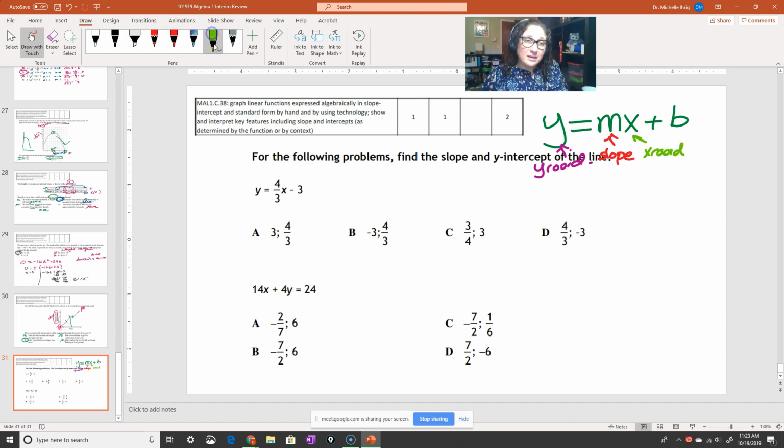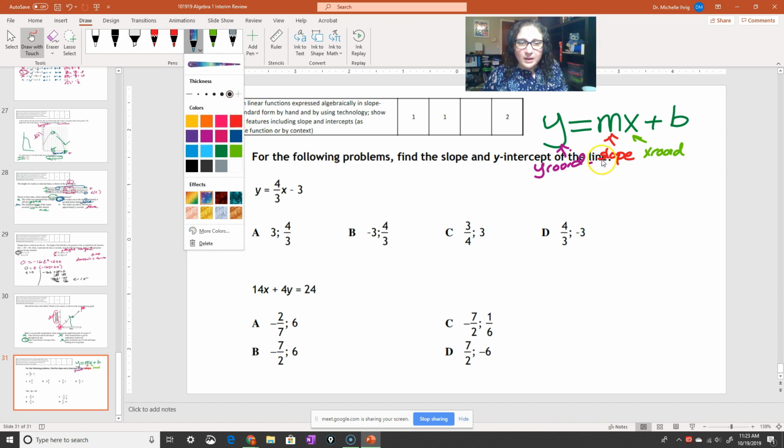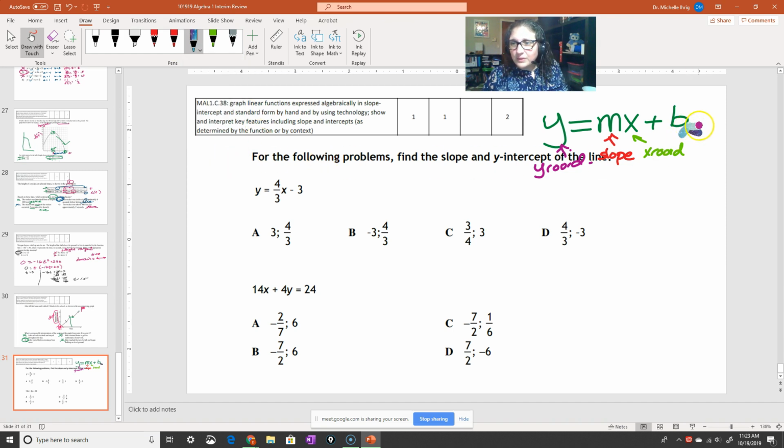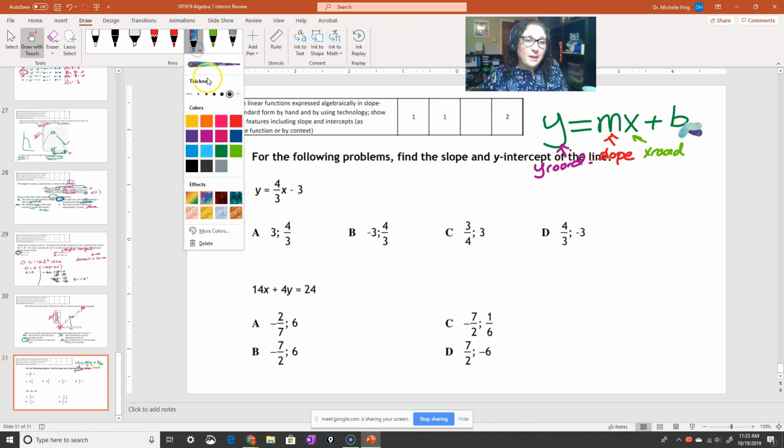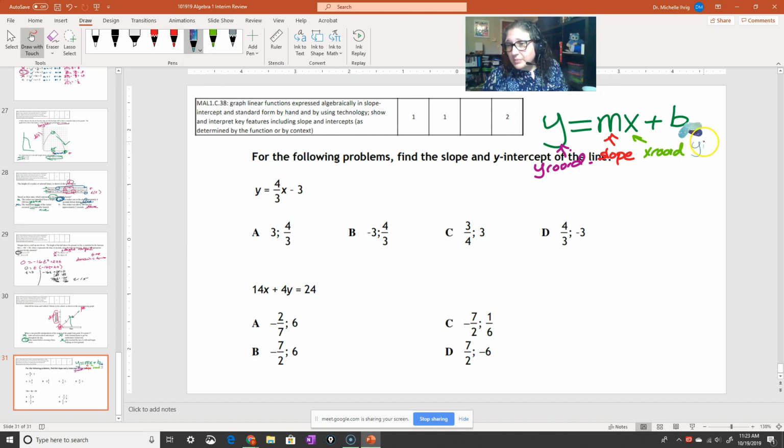And B stands for, hold on one second. What's this pen? B stands, that is very interesting. B stands for the y-intercept.